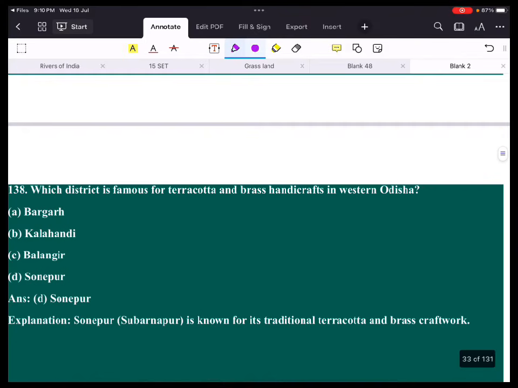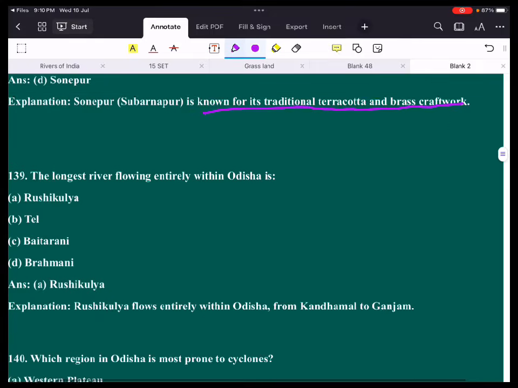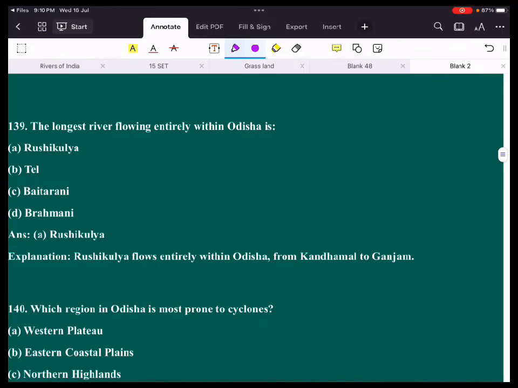Which district is famous for terracotta and brass handicraft in western Odisha? That is option D, Sonepur. Sonepur, that is Subarnapur, is known for its traditional terracotta and brass craftwork. The longest river flowing entirely within Odisha, that is Rushikula, option A.